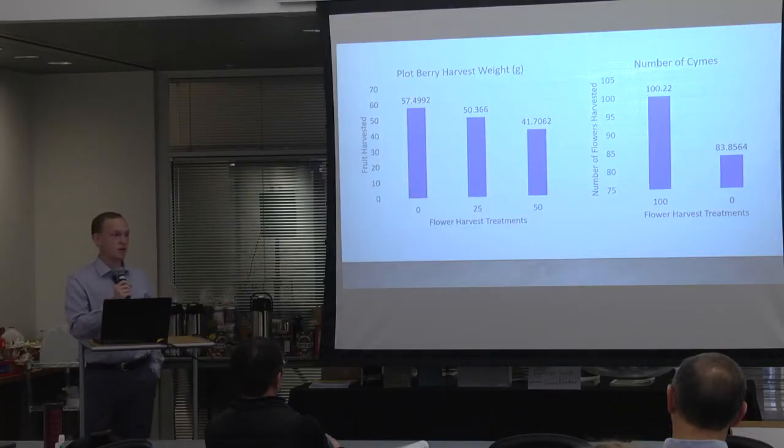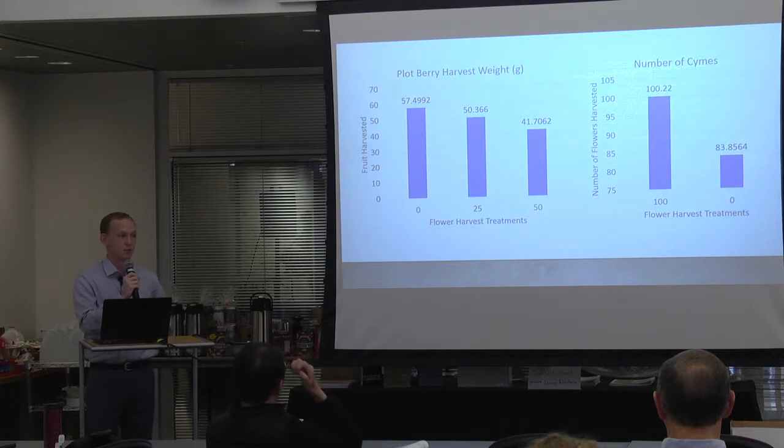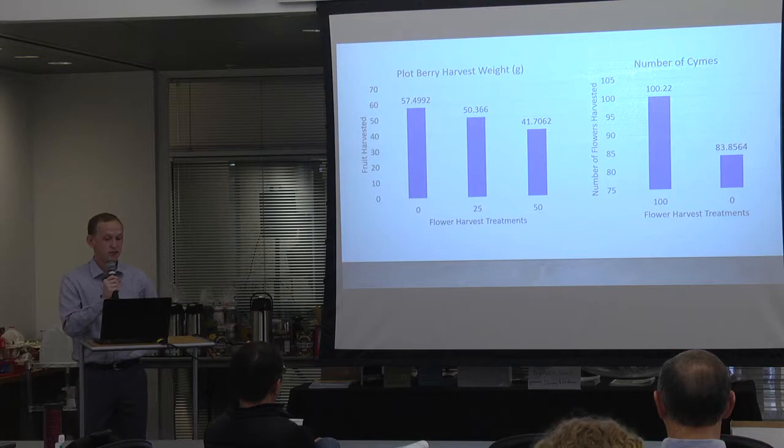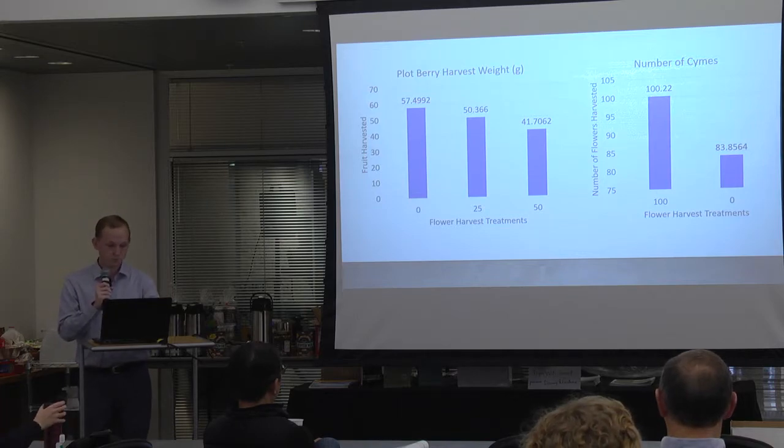The next graph is looking at if there is that second flush of flowers. So this is taking into account the 100% flower harvest and the 0% flower harvest to see if we see an increase in the number of cymes produced. Statistically, we did not see a difference. There is a slight increase, but statistically, there's no difference in that.